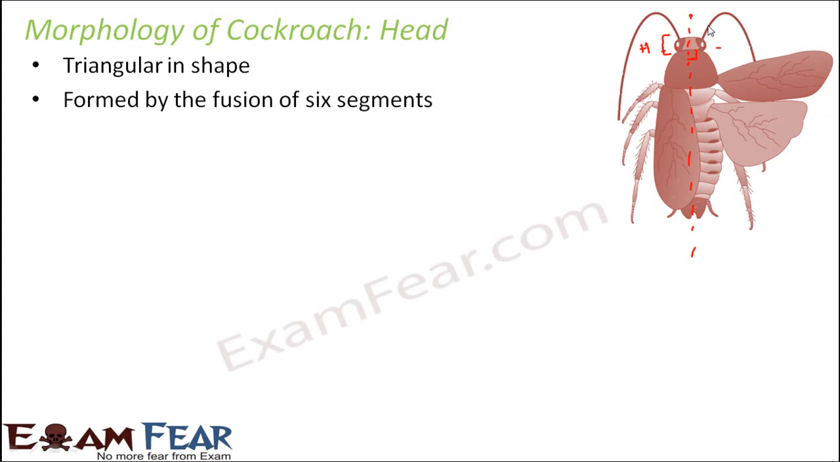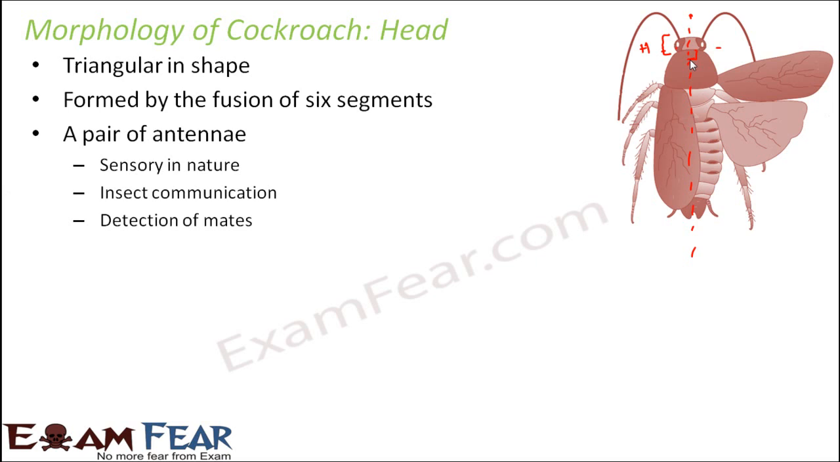The head shows great mobility due to the flexible neck. At the place where the head is joined to the thorax, a neck is present and the neck is extremely flexible. That is why the cockroach can move the head here and there. In all directions the head can be moved.